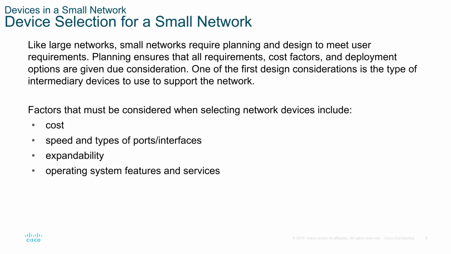Like large networks, small networks require planning and design to meet user requirements. Planning ensures that all requirements, cost factors, and deployment options are given due consideration. One of the first design considerations is the type of intermediary devices to use to support the network. The factors that must be considered when selecting network devices include cost, speed and types of ports and interfaces, expandability, operating system features, and services. This takes place after the planning.